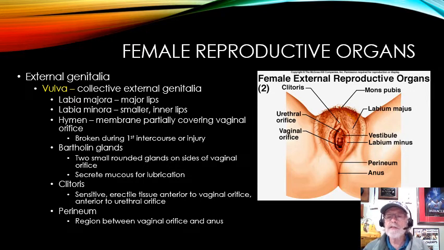On both sides of the vagina on the inside, and the vagina we know is basically a mucocutaneous tube, are what we call the Bartholin glands, very close to the opening of the vagina. One on each side, these Bartholin glands secrete mucus to lubricate the vaginal walls and keep them nice and moist and healthy.